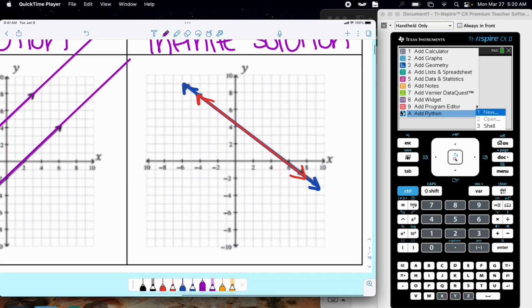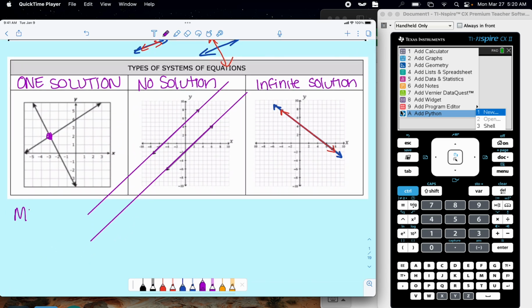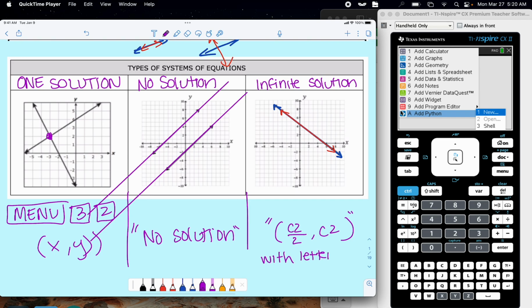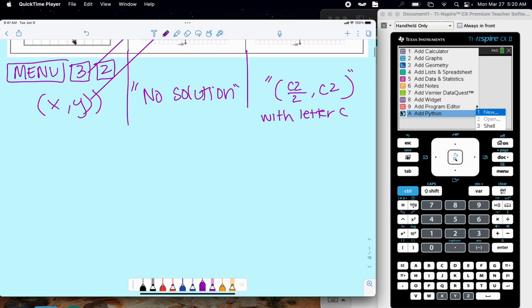So when you do menu 3, 2, when you get one solution, you get a point. When the answer is no solution, you get the words no solution. When you get infinite solutions, your answer is going to be like c2 over a number, comma, c2, something like this with a letter c. So that should help you. When you see any letter c, it means infinite solutions. So let's give these a try.